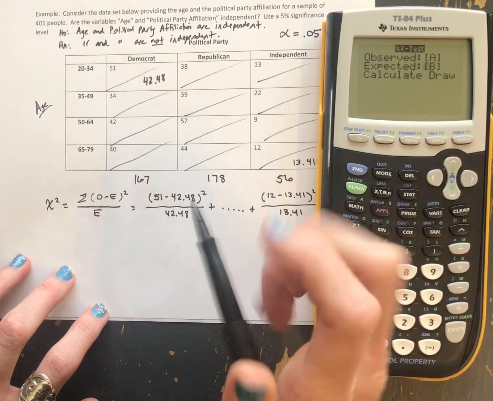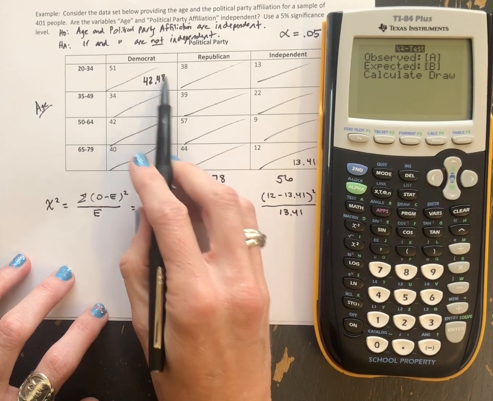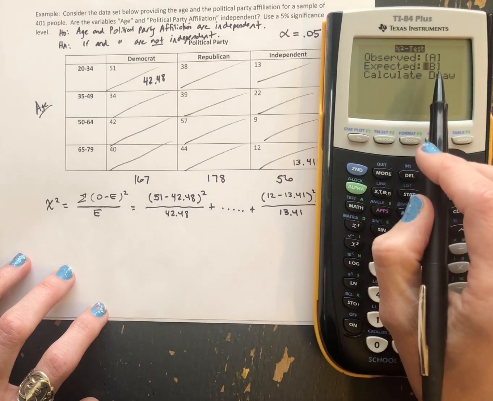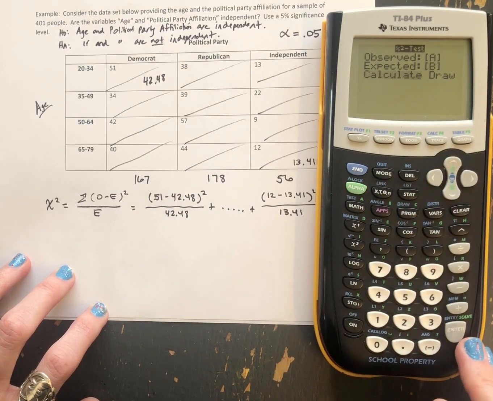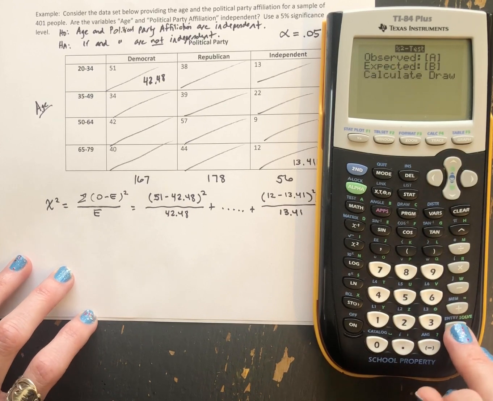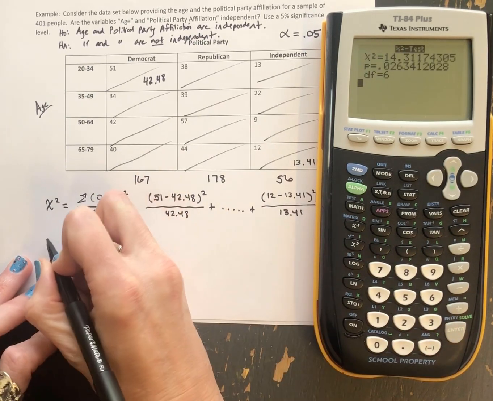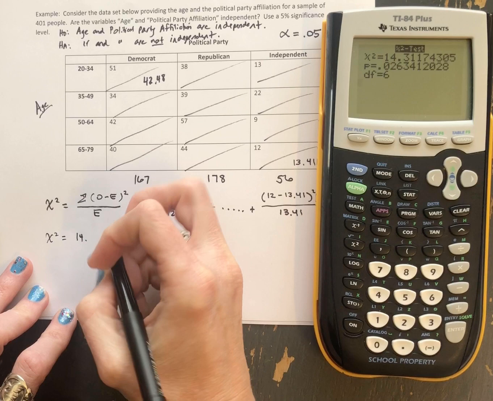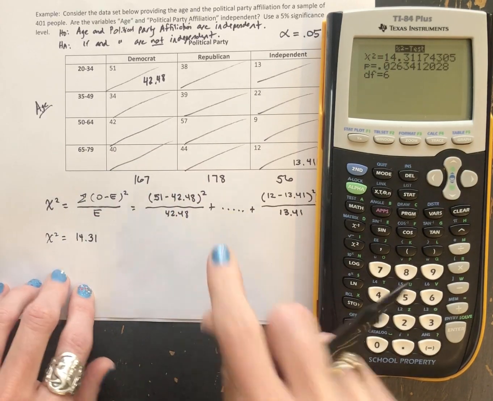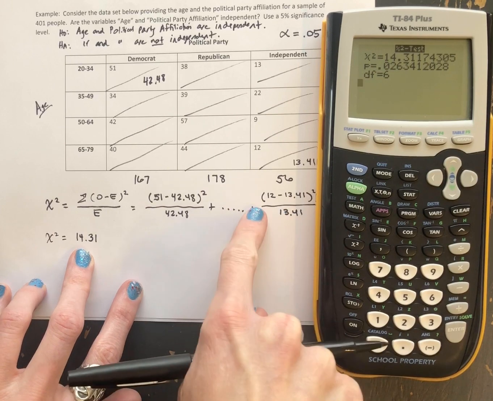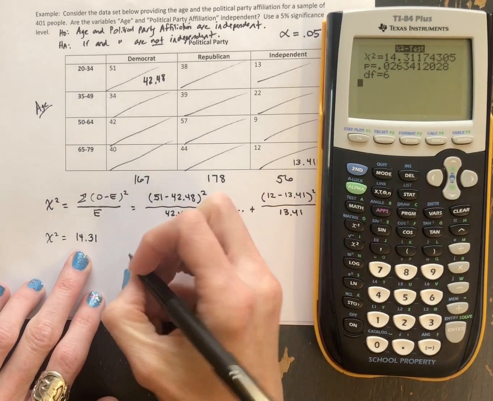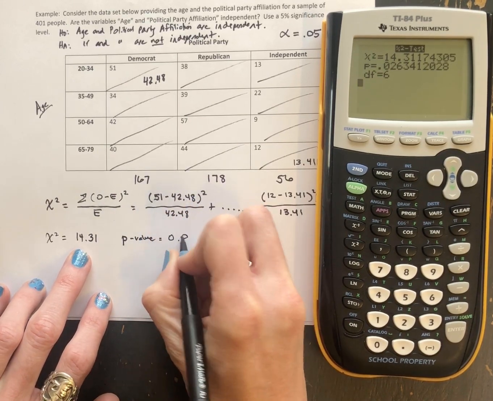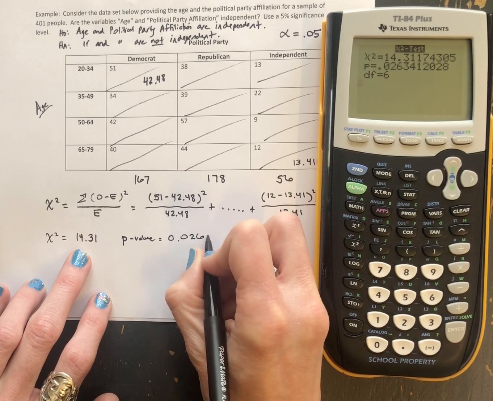Expected, you do not have to calculate those all by hand, so that would be these values, the 42.48 that we only calculated 2 of. You don't have to calculate those by hand, just skip that. It will calculate that matrix for you. And then hit enter on calculate, and it will find this chi-squared test statistic for you. So it ends up being 14.31. So again, if we had continued and did this all by hand, we would have gotten 14.31 with a p-value of 0.0263.